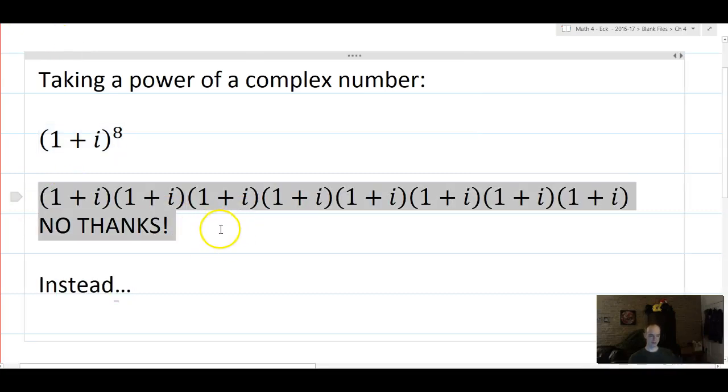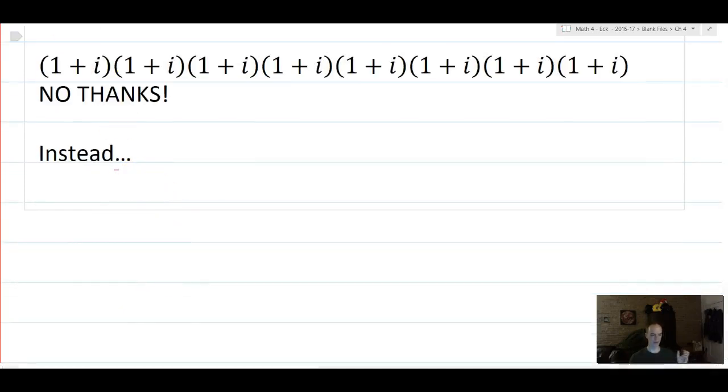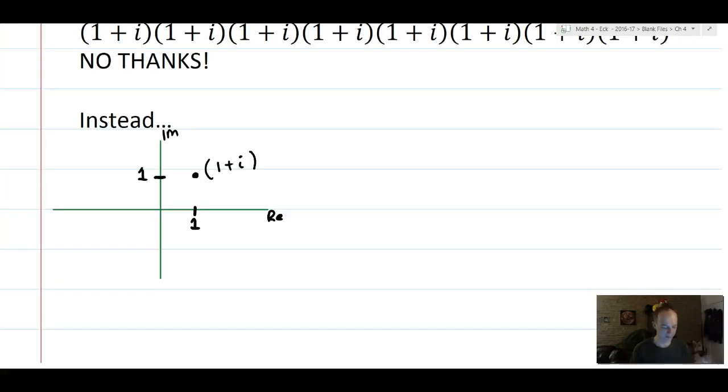So instead of writing this whole thing out, we're going to take that number and convert it to what we're calling polar form. Every complex number can be plotted on the complex plane. The complex plane has a real axis and an imaginary axis. The imaginary axis is in place of the y, the real axis is in place of the x. So if you plot this number on the complex plane, it plots similarly to the point (1, 1).